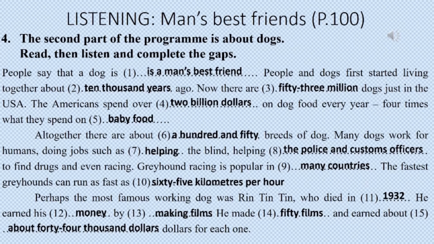Number 7, helping. Dogs help the blind. They're truly clever animals. Number 8, the police and customs officers. Right. Dogs work with the police and customs officers to find drugs or dangerous things. Number 9, many countries. Greyhound racing is popular in many countries. Number 10, 65 kilometers per hour. The fastest greyhounds can run as fast as 65 kilometers per hour. That's super fast.